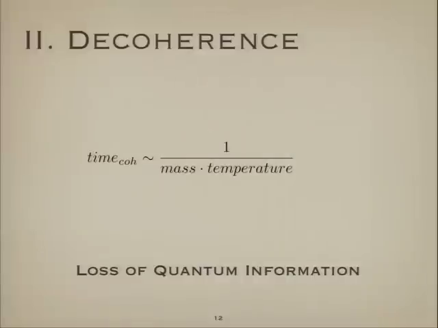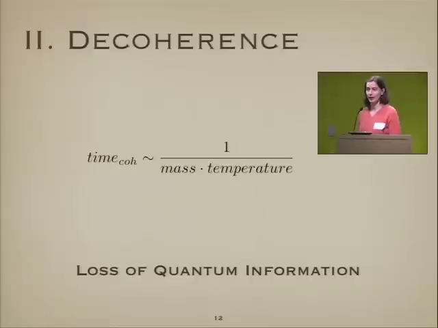You can talk a lot about it, but I will abbreviate it to the time a system can maintain its quantum coherence. It's roughly inversely proportional to the mass and the temperature. So why don't we see any quantum effects in real life? We are massive. We have a lot of mass. And the second reason is we are hot. We are at 300 Kelvin. That's a lot of temperature. So whenever you have these two effects, you would believe that you don't have quantum effects.